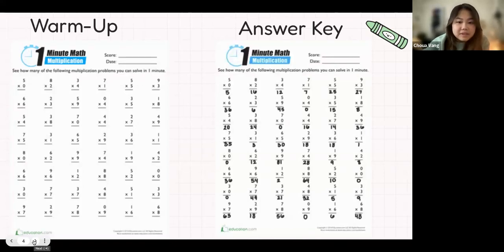And then this is the worksheet that I was talking about from the previous slide. This is the warm-up. So the teacher will pass this out for the students to do, and students are given 1 minute to solve these multiplication problems. And then after that, the teacher can go over it with the answers just to make sure that students are getting their answers correct and see whether they know their multiplications or not.